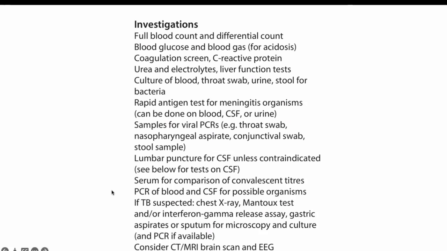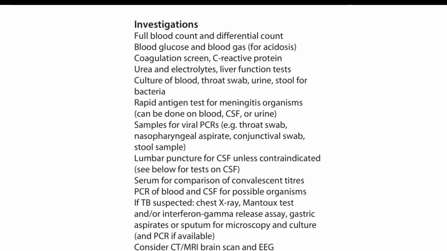Lumbar puncture: usually what analysis will we do on the CSF? And the appearance is important too. We also send it for gram stain and culture, and PCR if needed. So you will send a lumbar puncture for CSF analysis unless contraindicated.